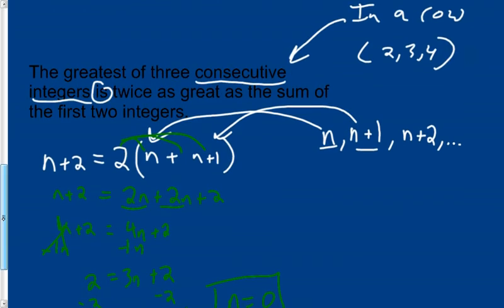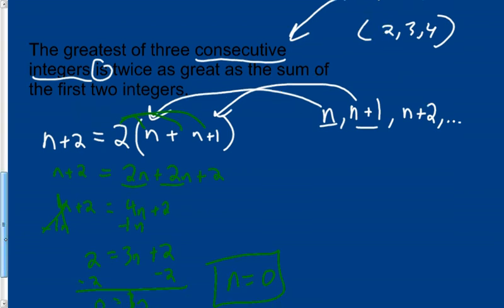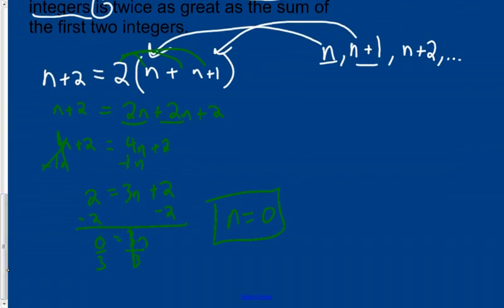And it doesn't actually ask a question like what are the integers, but 0 is the smallest one, so our three integers that we're talking about would be 0, 1, 2. Those are the three consecutive integers that we're talking about. And if you plug those three in, or if you plug in 0 for n, it should work out on both sides.